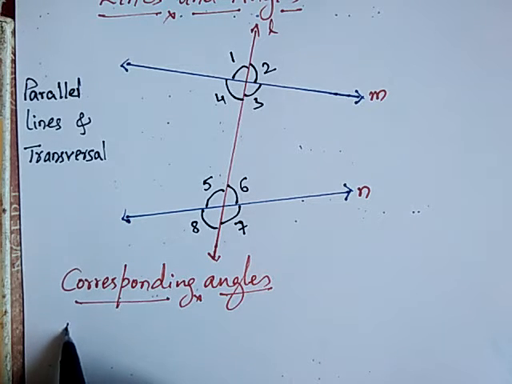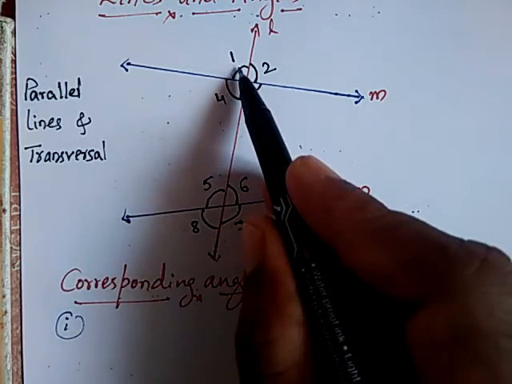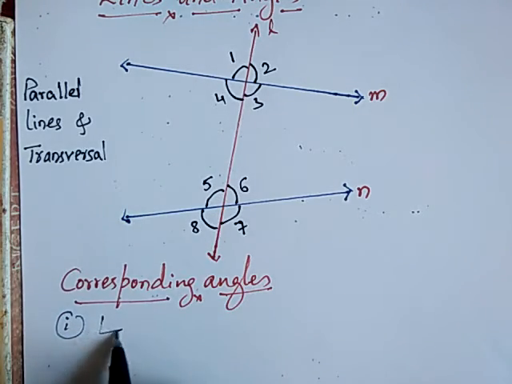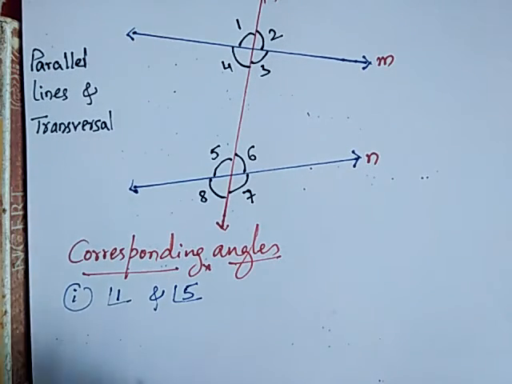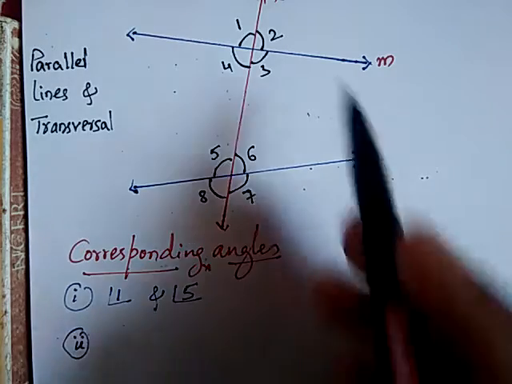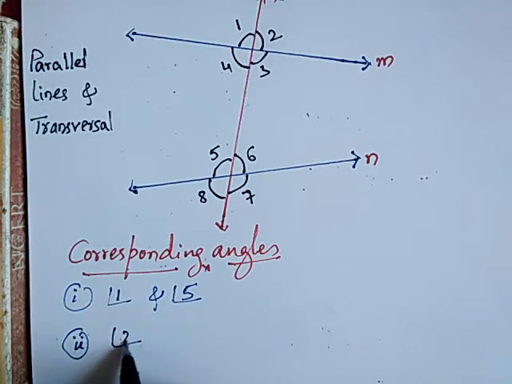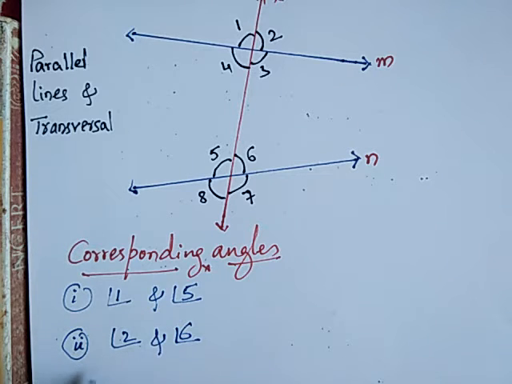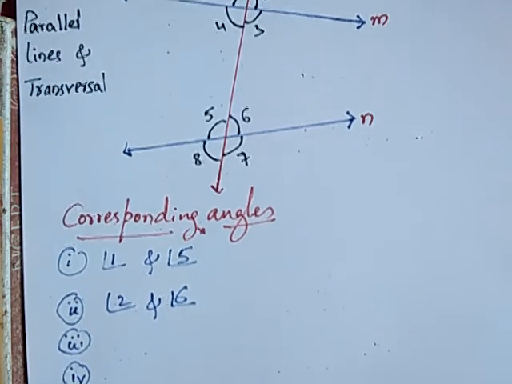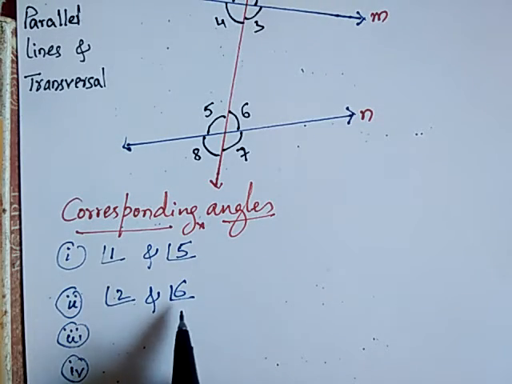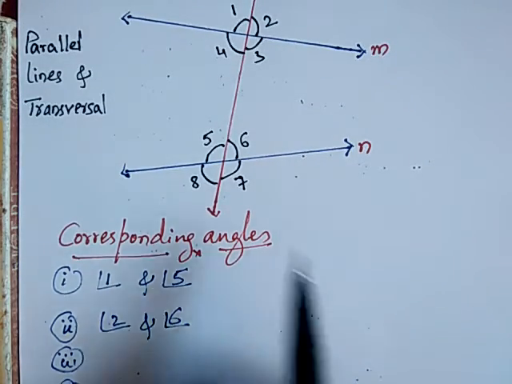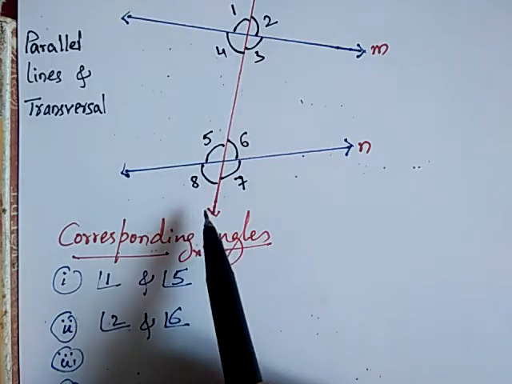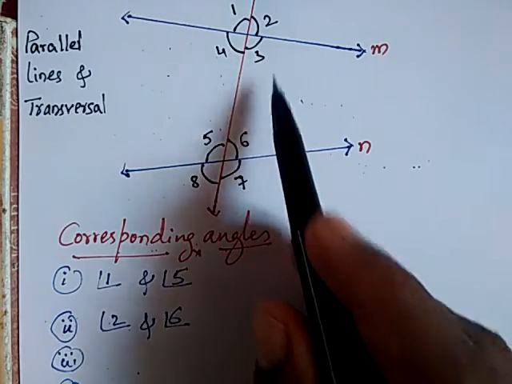So we can have them one by one here. First one, angle 1 and angle 5. You can have the pair angle 1 and angle 5 as the corresponding angles. Second one is angle 2 and angle 6. Totally 4 pairs are there. The third pair, angle 4 and angle 8, similarly angle 3 and angle 7.